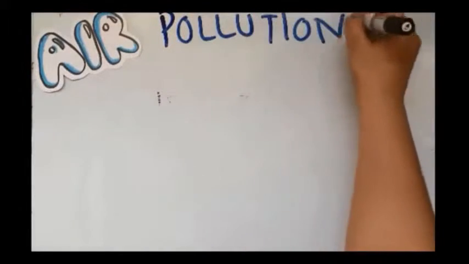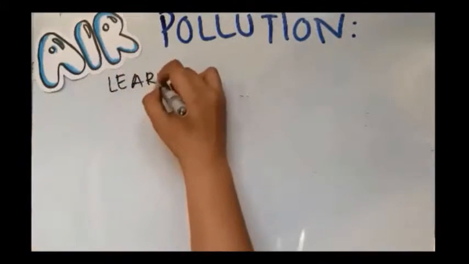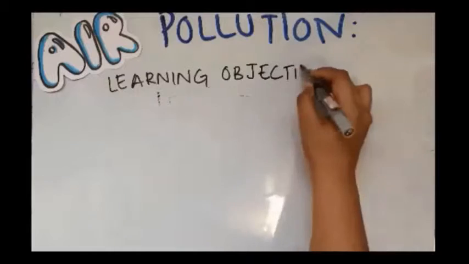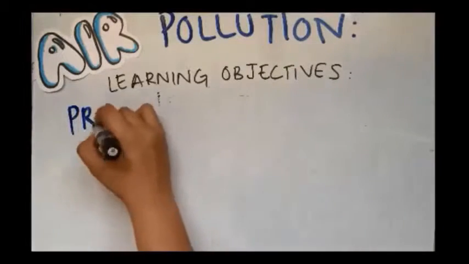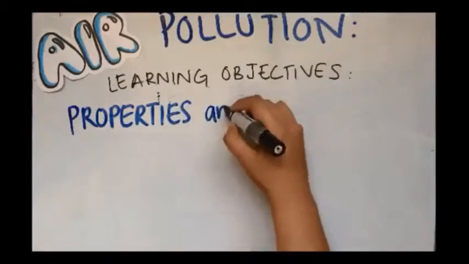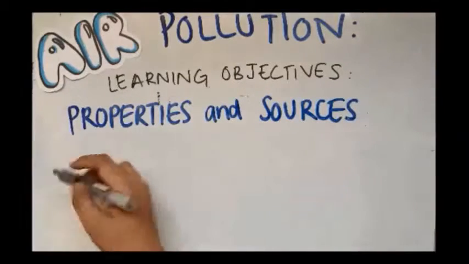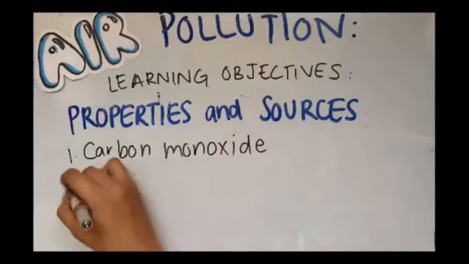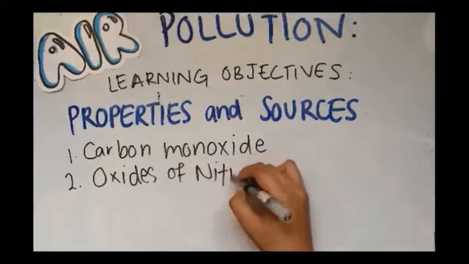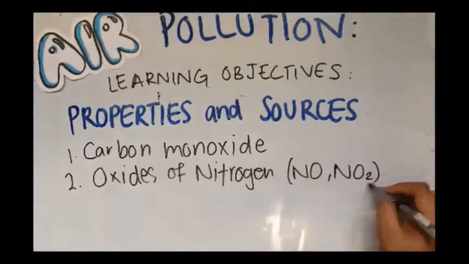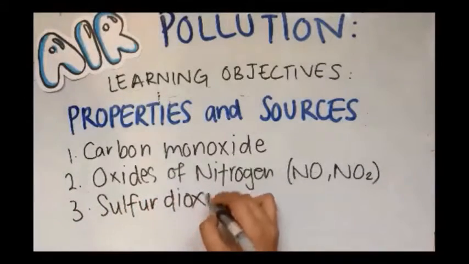For today's lesson, we are going to learn about air pollution. The learning objectives of today's lesson are to learn about the properties and sources of three substances, namely carbon monoxide, oxides of nitrogen such as nitrogen monoxide and nitrogen dioxide, and lastly, sulfur dioxide.